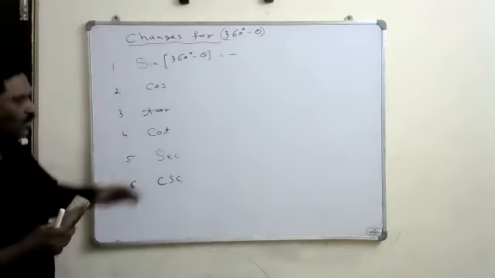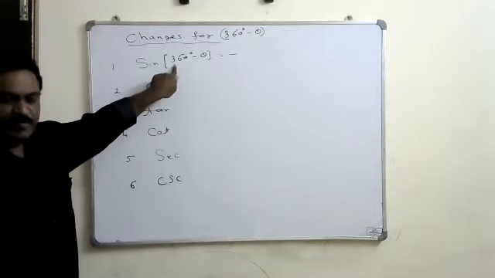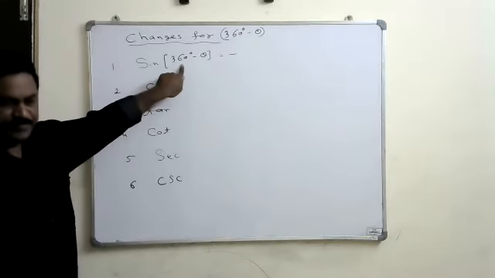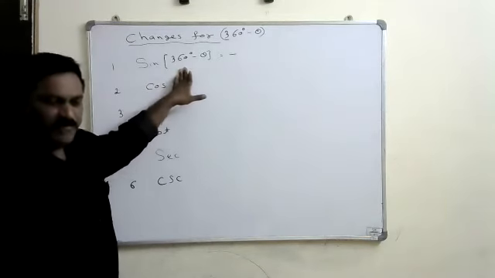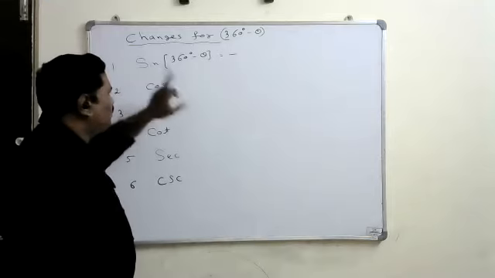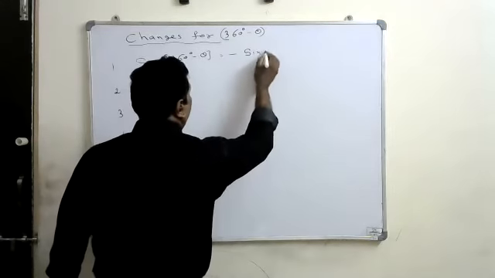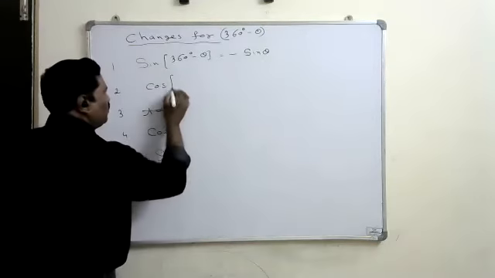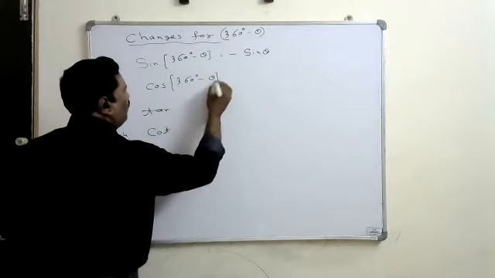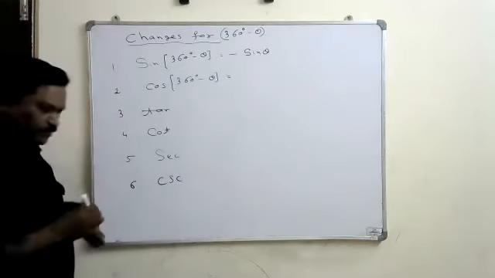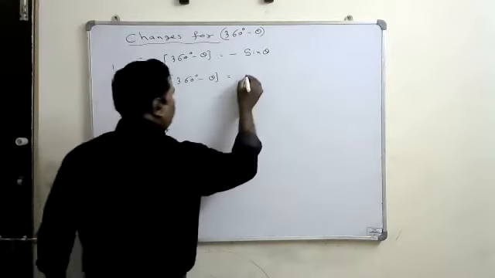And here the quadrant angle is 360, which is an integral multiple of 180, 2 into 180. That's why the function is not going to change. That is, sine becomes sine only, which is equivalent to minus sine theta. Similarly, cos of 360 degree minus theta becomes cos theta.